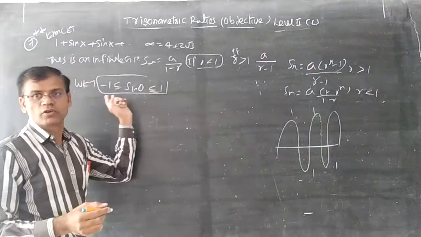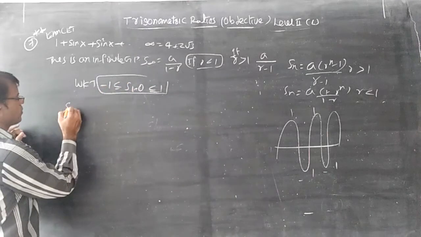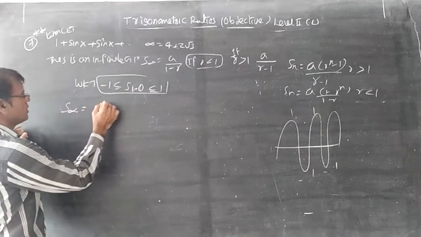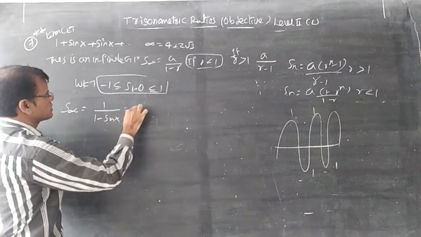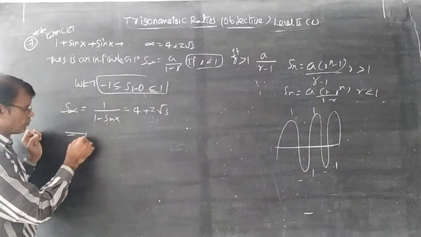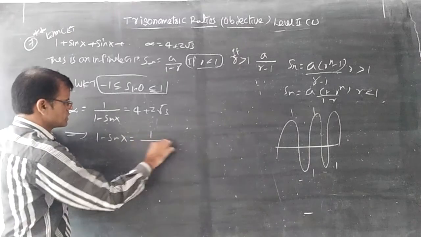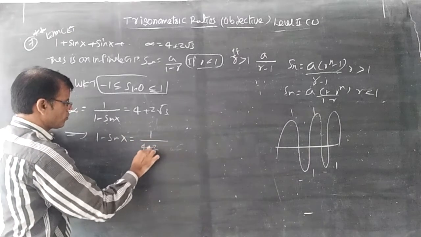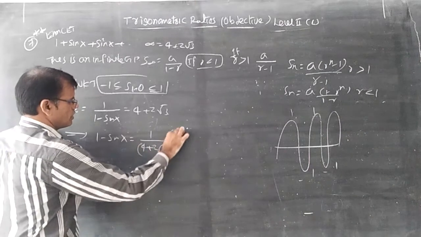This R is less than 1 only because the value of sin theta is always less than 1. Now apply the S infinity formula, a by 1 minus r. 1 by 1 minus sin x is equal to 4 plus 2 root 3, as given. That implies, next step, you can write 1 minus sin x is equal to 1 by 4 plus 2 root 3.